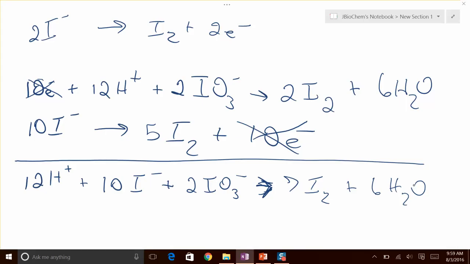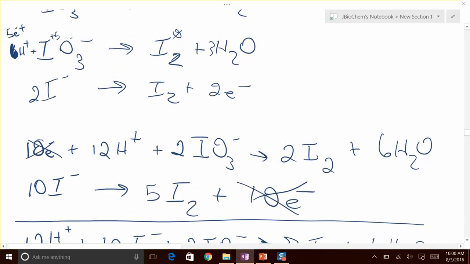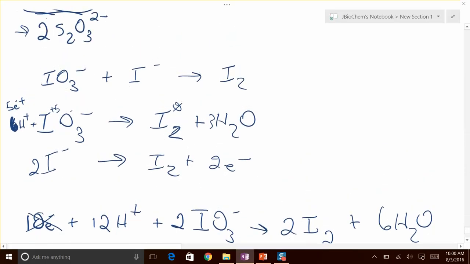How do you know what goes before the arrow? For this one? Well, if you go up and look, 2 I goes to I2 plus 2 e. Up there? Yes. So we lost 2 electrons. I just keep getting confused on which side you put the electrons. If you lost electrons, it needs to be on the product side. It's a product of the reaction. Think of it like endothermic and exothermic reactions. If you release energy, you write the energy as a product. If you gain energy, you're absorbing it, so it's a reactant. So if we lose electrons, they are on the product side.